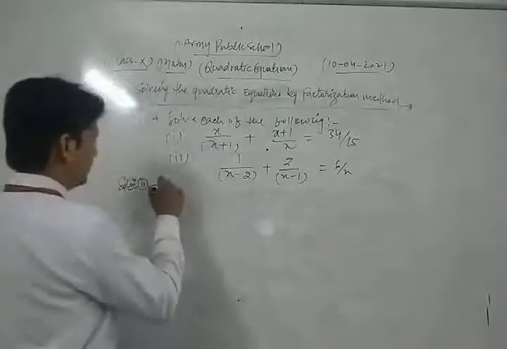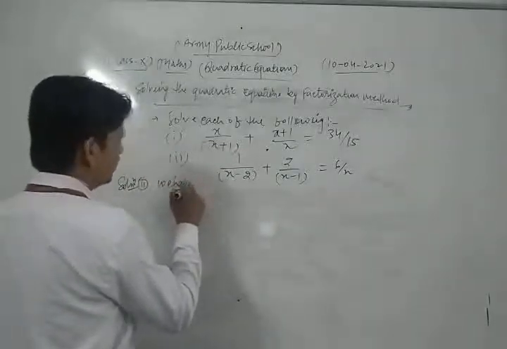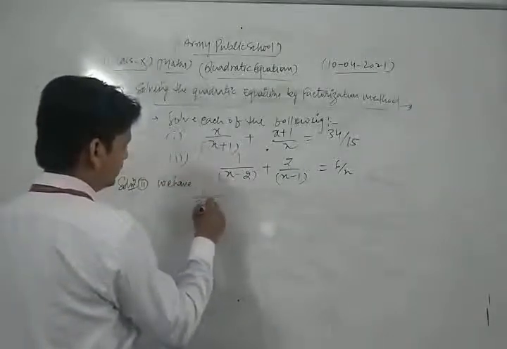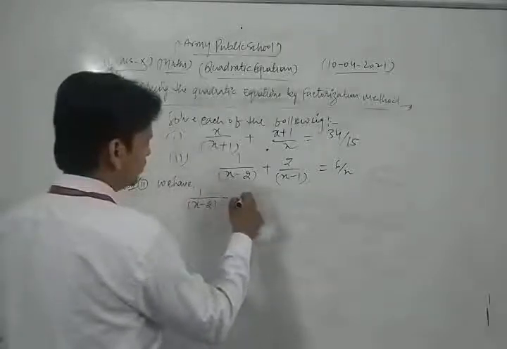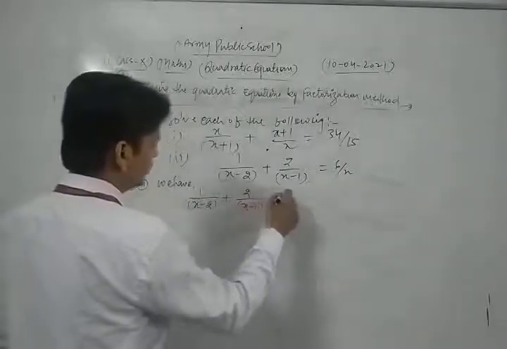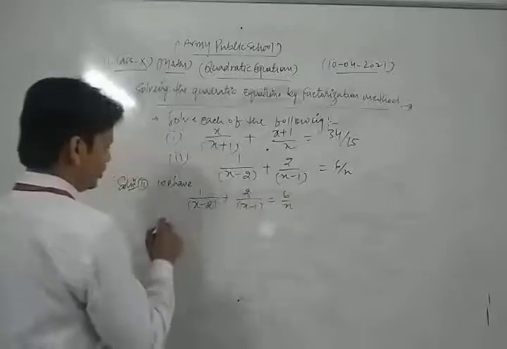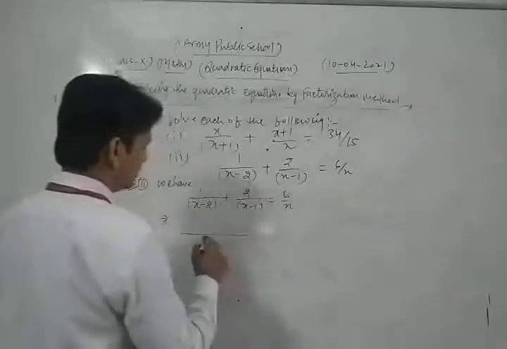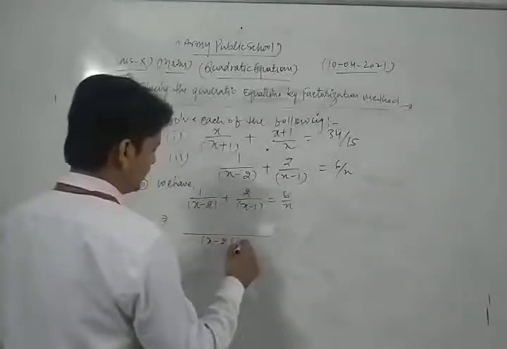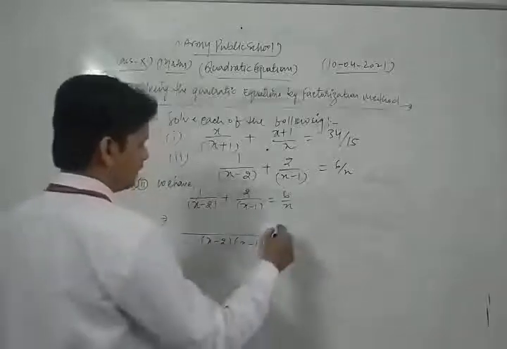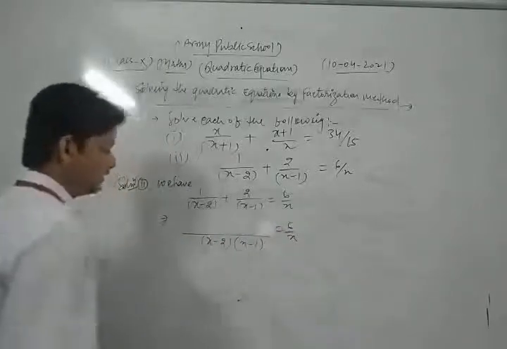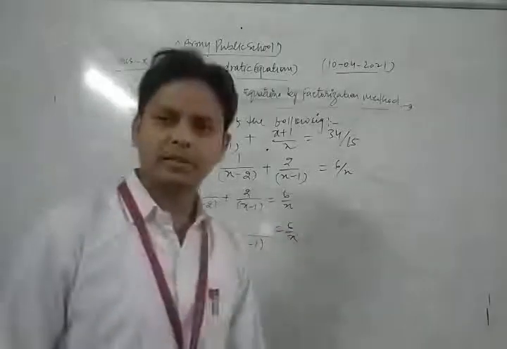Let's see, we have 1 upon x minus 2 plus 2 upon x minus 1 is equal to 6 upon x. Now we take the LCM of the denominators, that is (x minus 2) and (x minus 1), and 6 upon x stays as it is. We apply the same method.